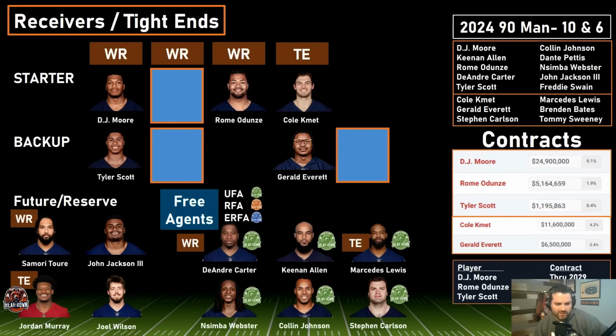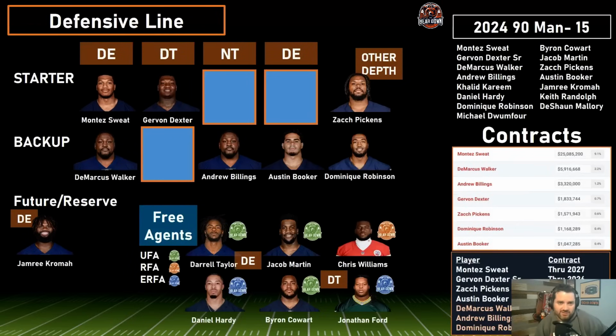Future reserve, we signed Jordan Murray and Joel Wilson just within the last month. John Jackson, Samari Torre are retained on future reserve contracts. So here's their contracts now. That's where they stand. We took 10 wide receivers into camp last year. We took 6 tight ends. It'll probably be similar numbers to those in this next year.